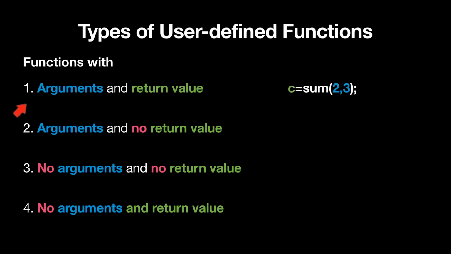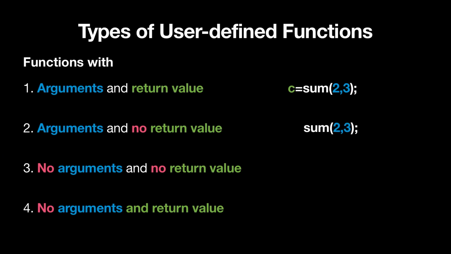For the first type, that is a function with arguments, in the function call you will find the actual arguments within the brackets, and if it is with a return value, the value which gets returned back should be stored inside a variable. So you will have an assignment operator and a variable, here it is c.